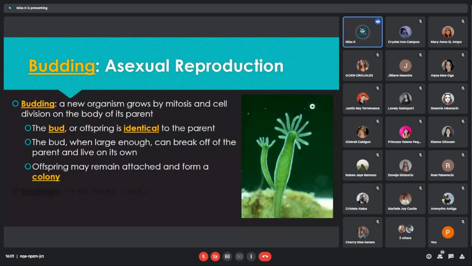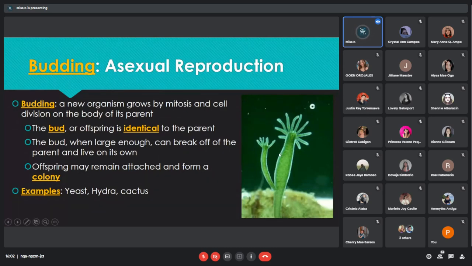Budding is when a new organism grows within the body of the organism. It happens in plants, especially in cactus. If you see a small part on the cactus, like a smaller cactus growing, then that is actually budding. You can cut that off and then plant it in another pot, and it will grow into a similar plant to your current cactus.